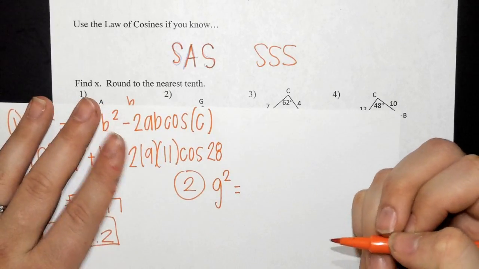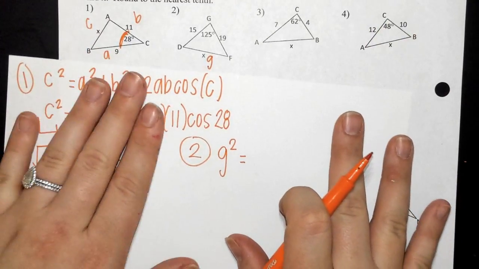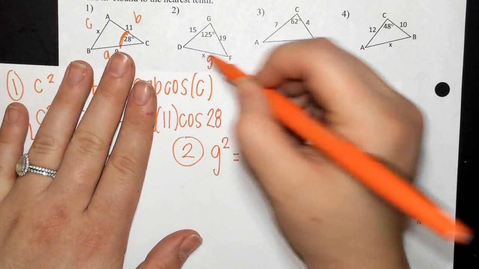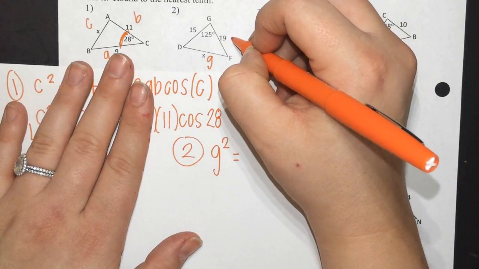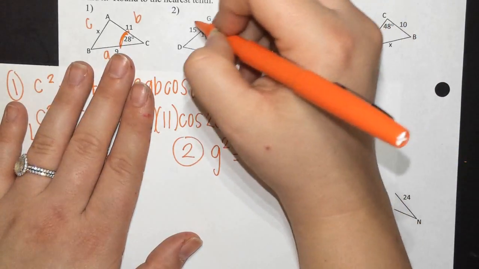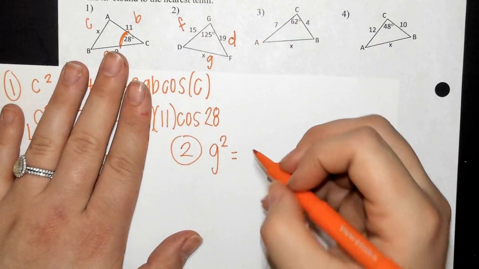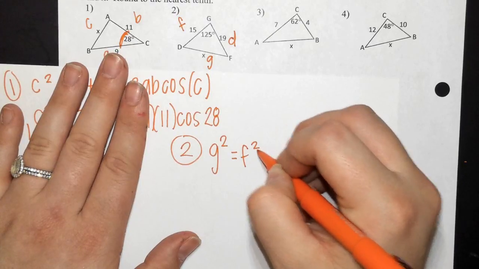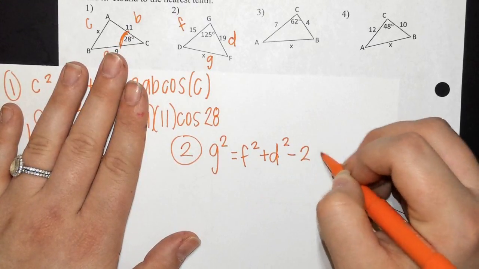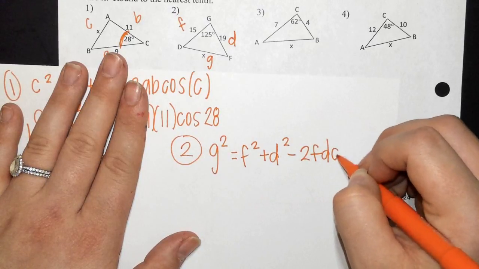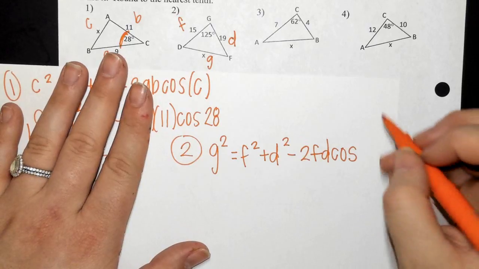Now, the order of the next two, they don't matter. The only one that matters is whichever one you're finding. So if that's G, then 19 is D, 15 is F. The order doesn't matter for those two. F squared plus D squared. If I start with G, what do I have to end with?